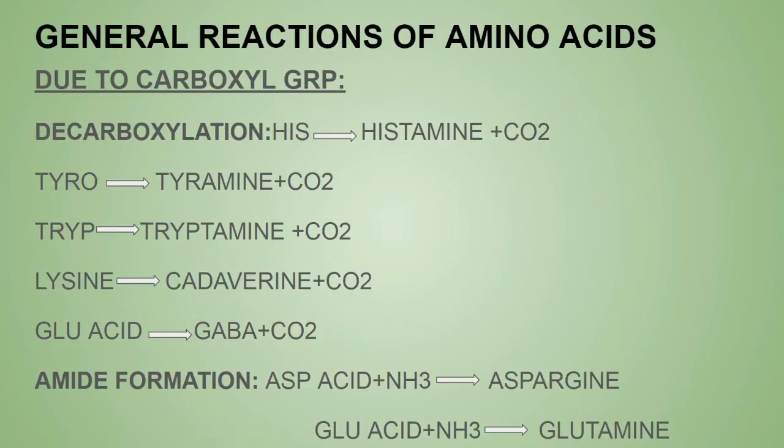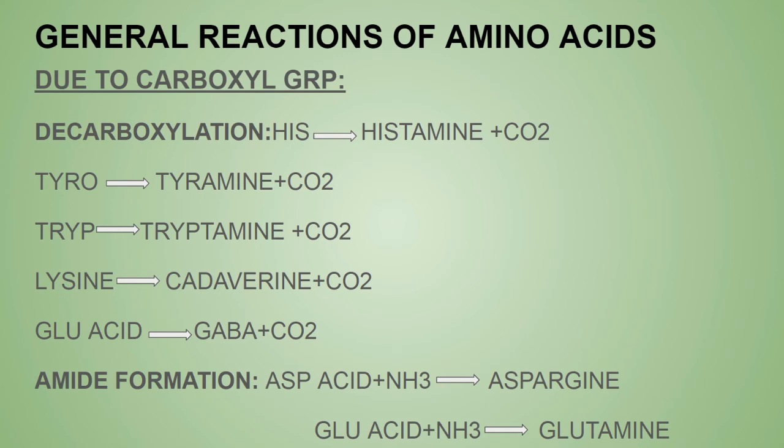Now next are the general reactions of amino acids, very important for long question answers. First of all, we all know that we have side chains. That means the carbon atom is attached to the carboxyl group, the amino group, and the side chain of the R group. The general reactions mainly occur due to the carboxyl group. Two things can occur over here, either decarboxylation or amide formation.